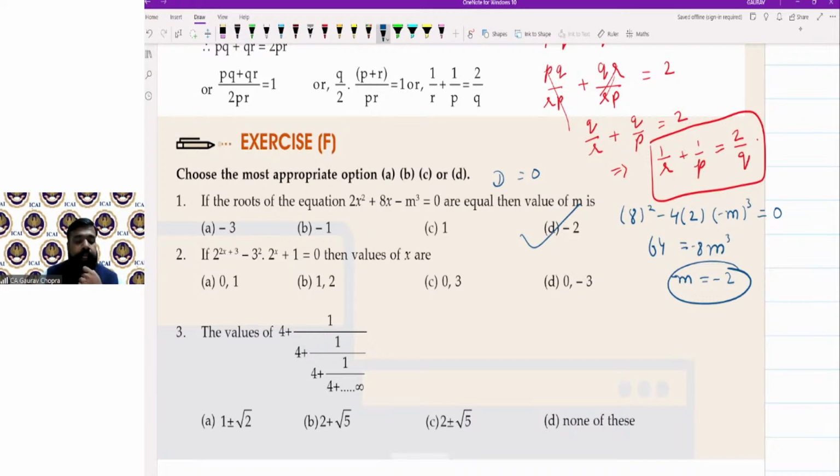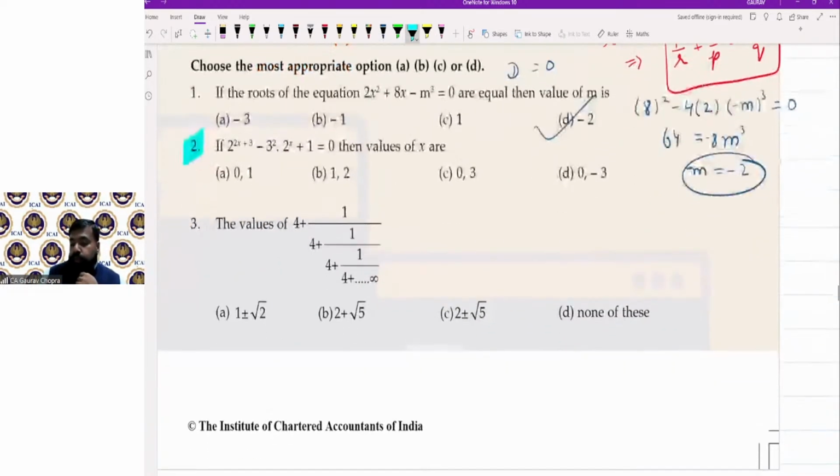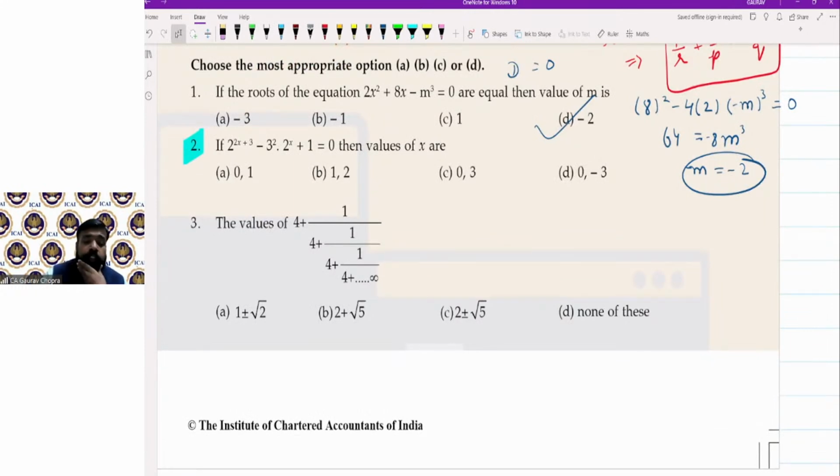Now the second one, question number 2. Now let's try this using options. We can try this using options. See, if you see the options carefully, 0 is available in 3 options out of 4. And that means 0 can solve the equation.